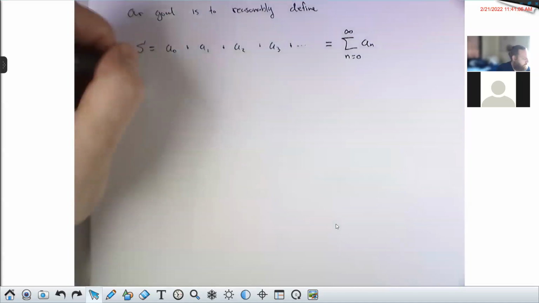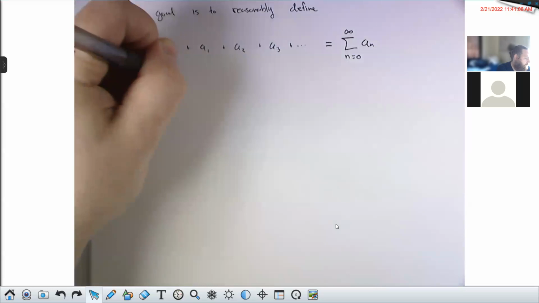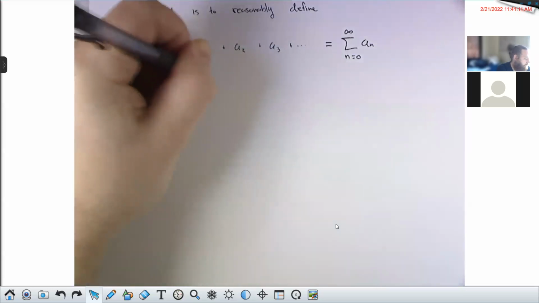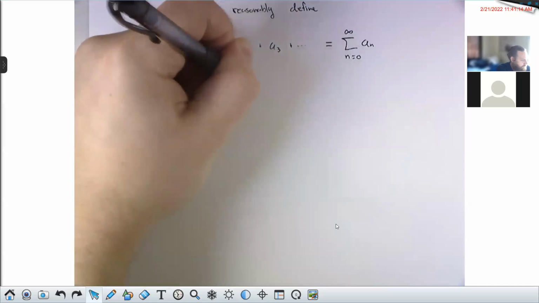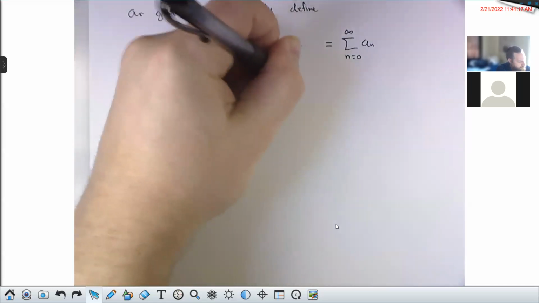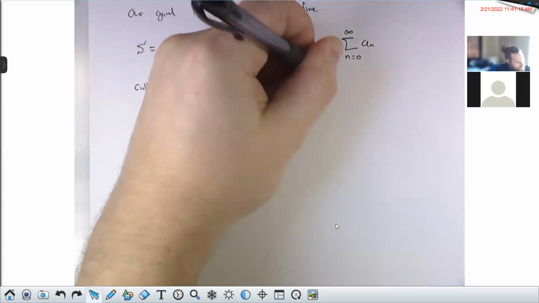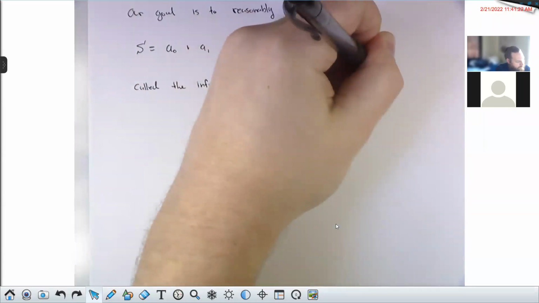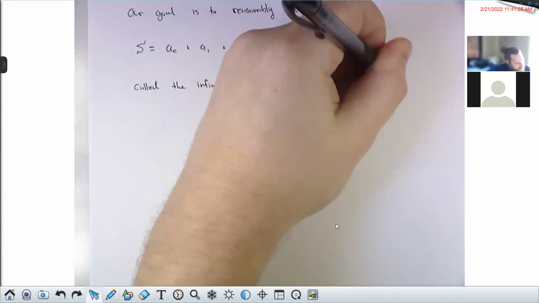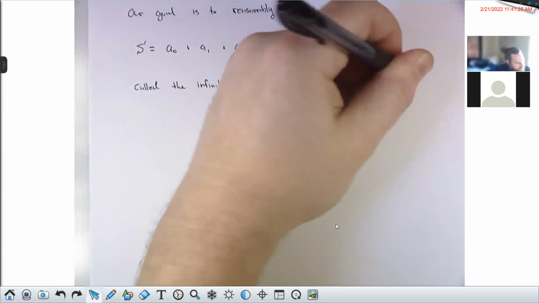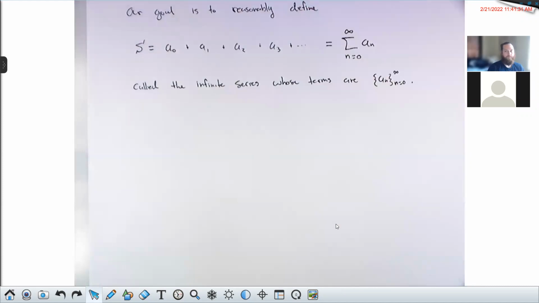And this thing is called the infinite series, whose terms are the sequence a_n. So this is distinct and separate from the sequence. This is not the sequence. But the things that are being added up here are the terms of the sequence a_n.